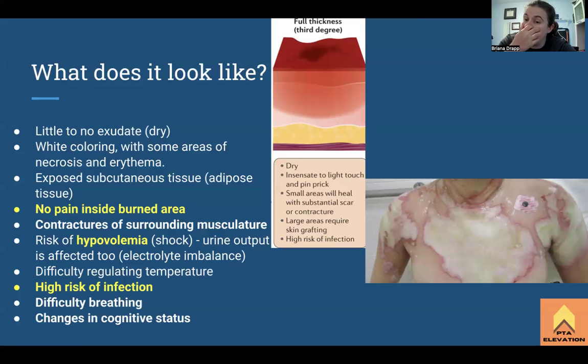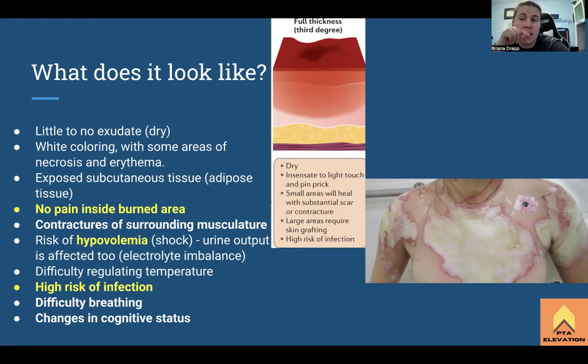They'll have difficulty breathing, especially if it's affecting areas on the chest near the lungs. Their skin can't expand, their lungs can't expand. It can definitely cause some problems, and then I also could run into problems with shock as well. So the patient also might have some changes in their cognitive status.